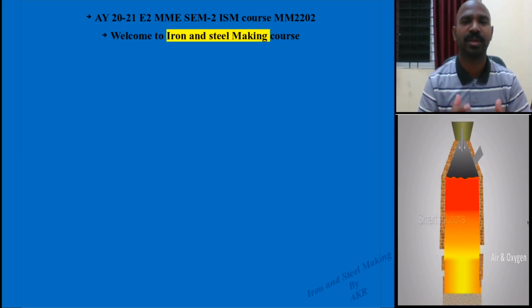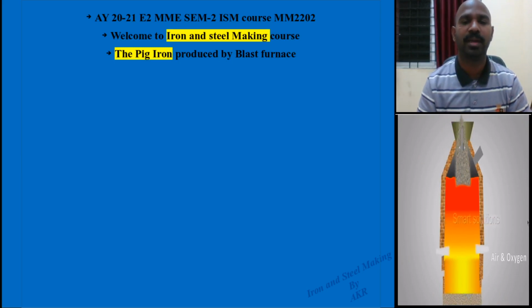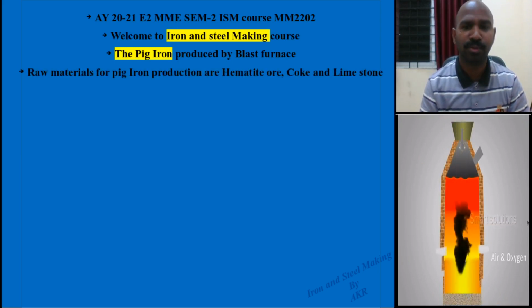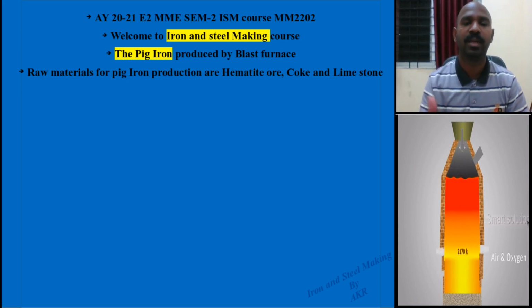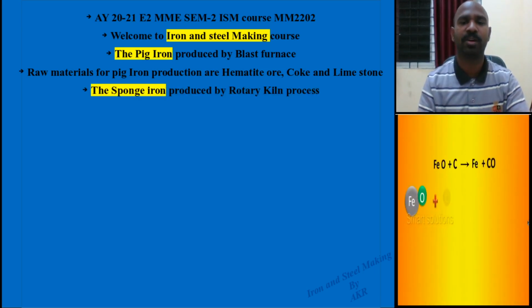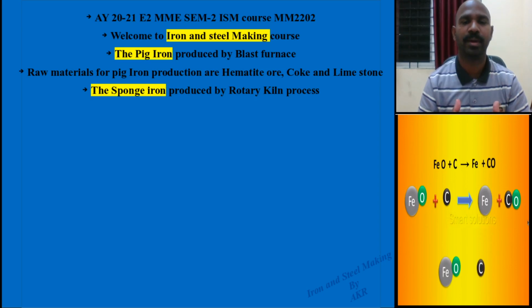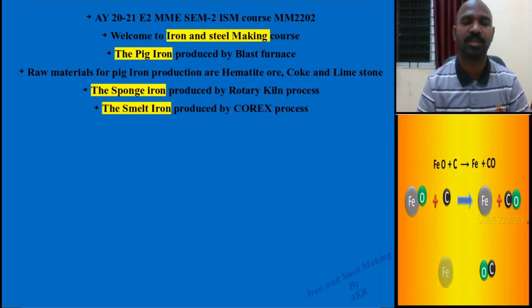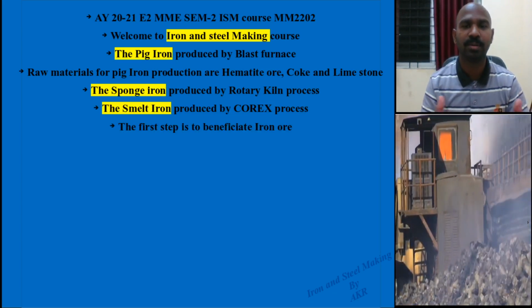Welcome to this course. The pig iron is produced by blast furnace, as you have studied in chemistry, and the raw materials for producing this pig iron were hematite iron ore, coke and limestone as flux. In the blast furnace it is produced, and the alternative iron production processes are, such as, sponge iron produced by the rotary kiln process, and smelt iron produced by the Corex process.